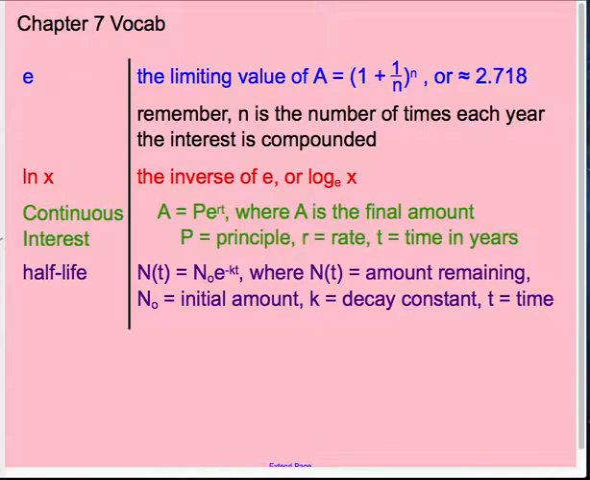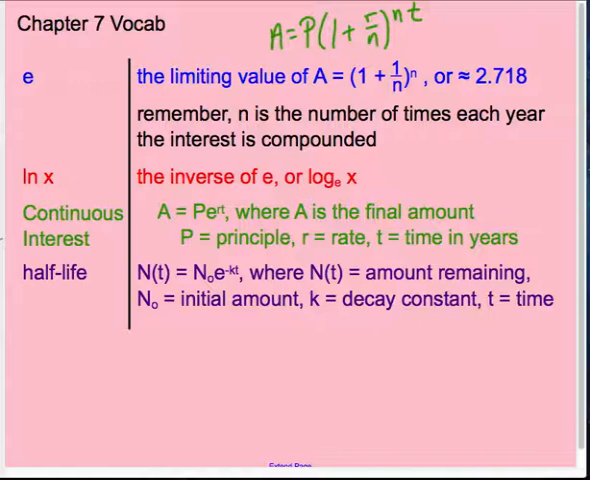The definition of e is the limiting value of a equals 1 plus 1 over n to the nth power. Hopefully this looks kind of familiar. Our compound interest formula is pretty similar. So P, our principal, is $1, our rate is 100%, and our time is 1 year, and that's how we get the value of e.